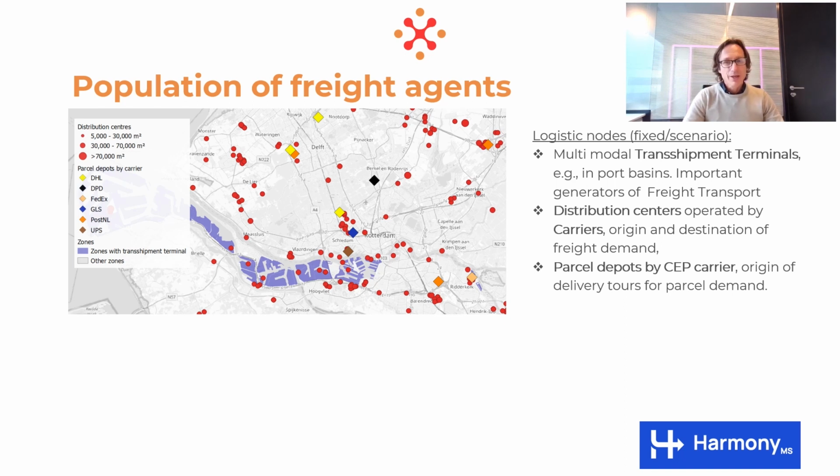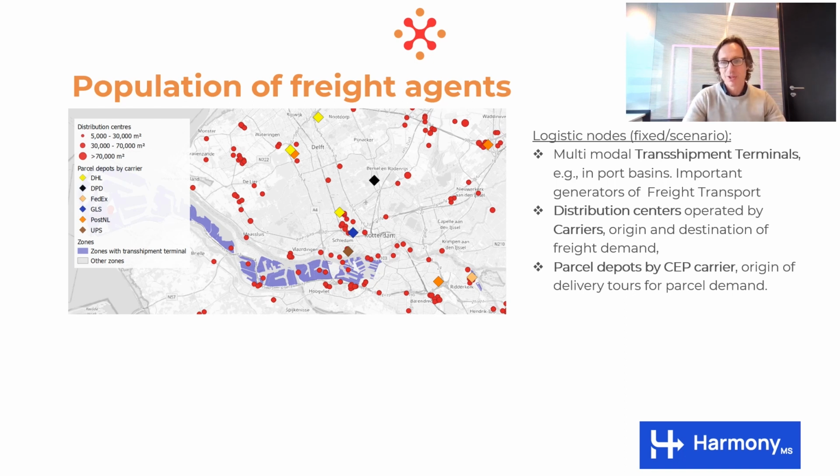So, in an agent-based simulator of urban freight traffic, the population of freight agents is an important starting point. First of all, the logistical nodes are important logistical freight agents. This first illustration shows the three different types of logistical agents that we have in the model.